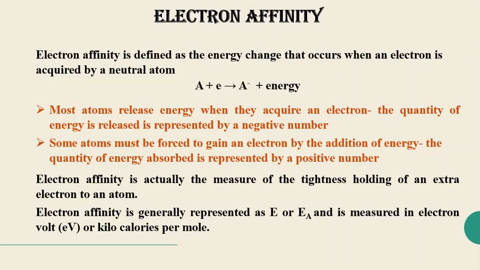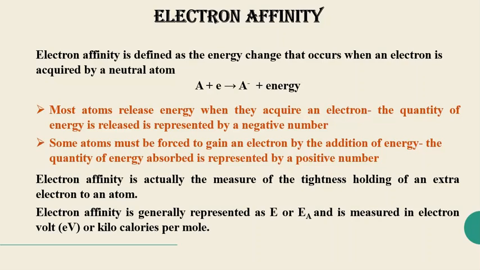Electron affinity. Electron affinity is defined as the energy change that occurs when an electron is acquired by a neutral atom. Most atoms release energy when they acquire an electron. The quantity of energy released is represented by a negative number. So usually when energy is released during addition of an electron, it is shown by a negative number. The more negative the value, the higher the electron affinity.